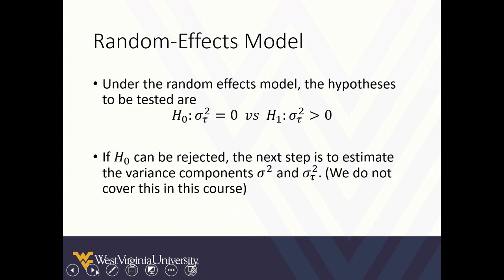And so under this random effects model, the hypothesis test of interest has the null hypothesis sigma tau squared equals 0 versus the alternative where sigma tau squared is greater than 0. And if that null hypothesis can be rejected, the next step is to estimate the variance components of sigma squared and sigma tau squared. This is not something we covered in this course.